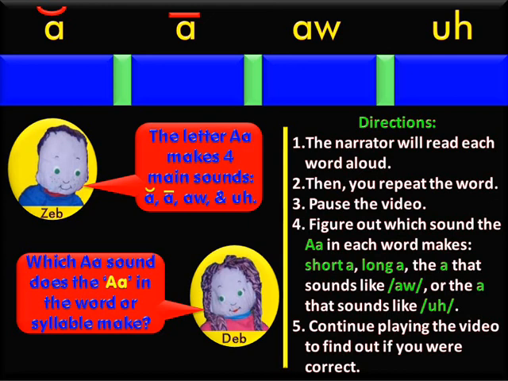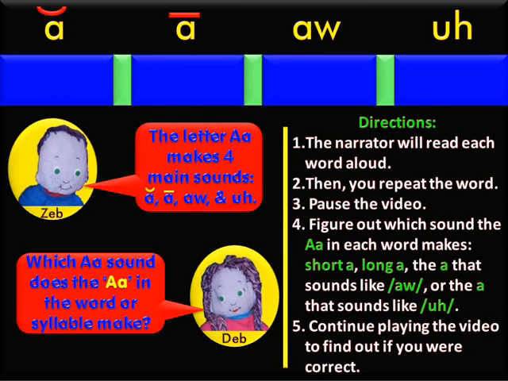Here's the directions. The narrator will read each word aloud. Then you repeat the word. After that, have your teacher pause the video. During that time period, you're going to figure out which sound the A in that particular word made. If it made the short A sound, then that word on the following screen will float up to the first slot. If the A in that word makes the long A sound, then the word on the next screen will float up to the second slot.